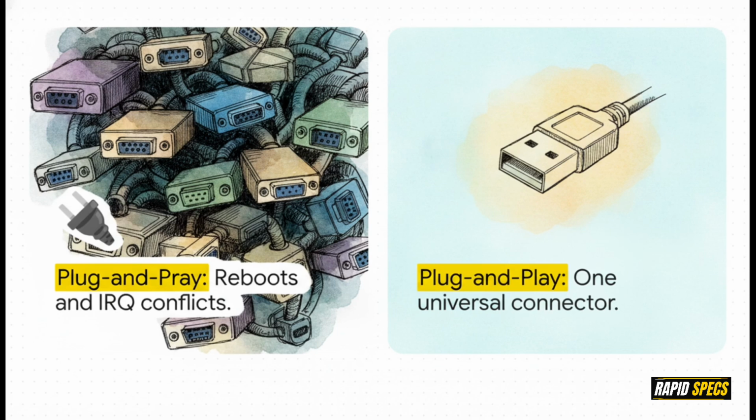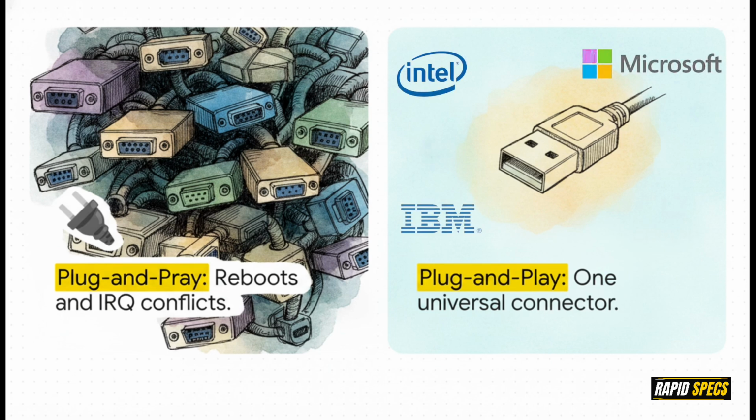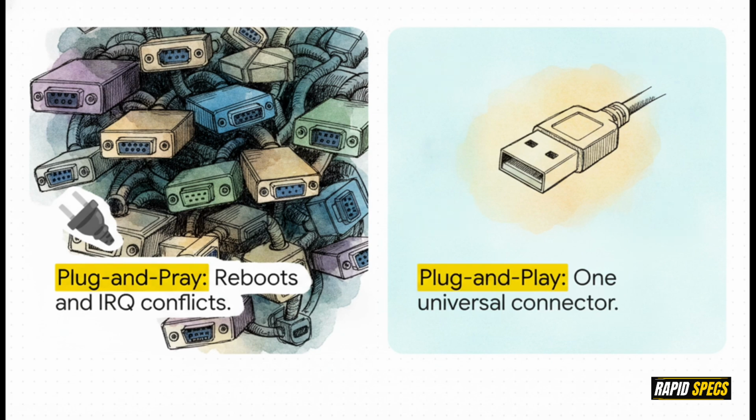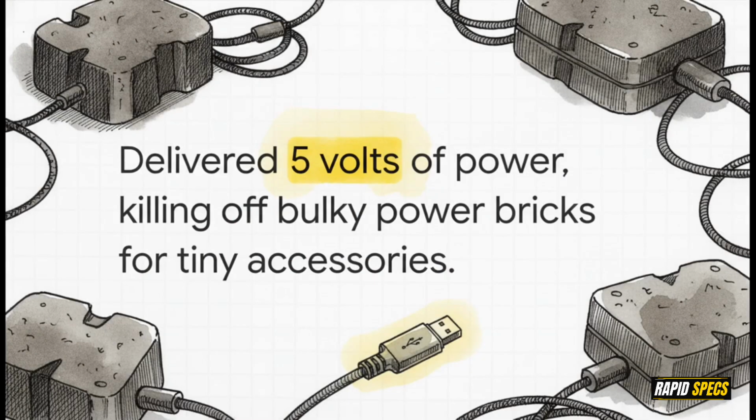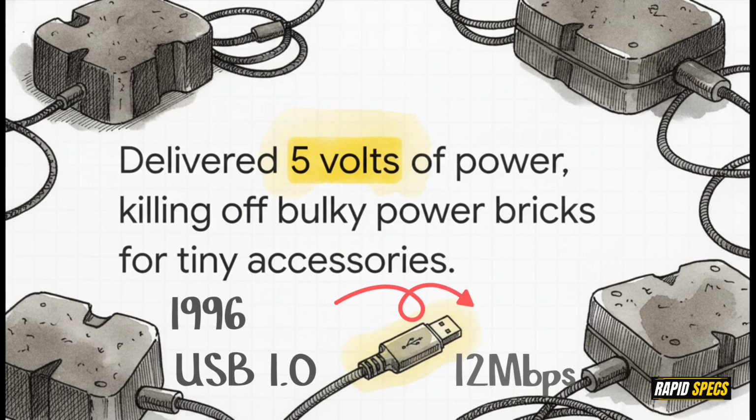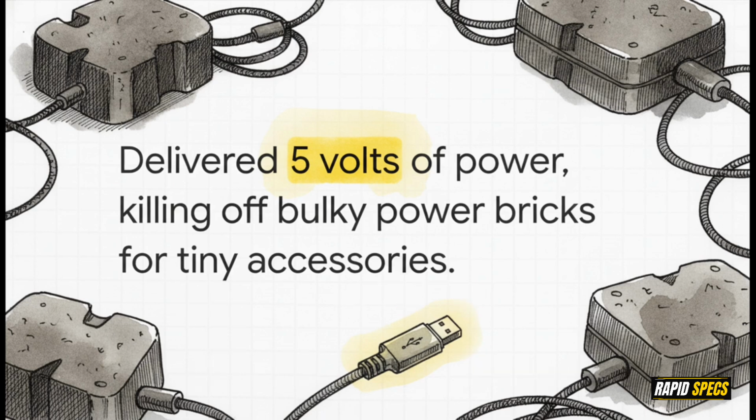You had to shut down your entire computer, plug the device in, restart Windows, and sometimes fight with IRQ hardware conflicts just to get your PC to see the thing. But then, a massive coalition, we're talking Intel, Microsoft, IBM, and Compaq, teamed up. They promised us plug and play, one single universal connector to replace that entire jungle. So released back in 1996, USB 1.0 gave us maximum speeds of up to 12 megabits per second. Now, look, I know 12 megabits per second sounds painfully, agonizingly slow today, like it would literally take hours to transfer a modern video file, but in 1996, it was absolutely revolutionary.